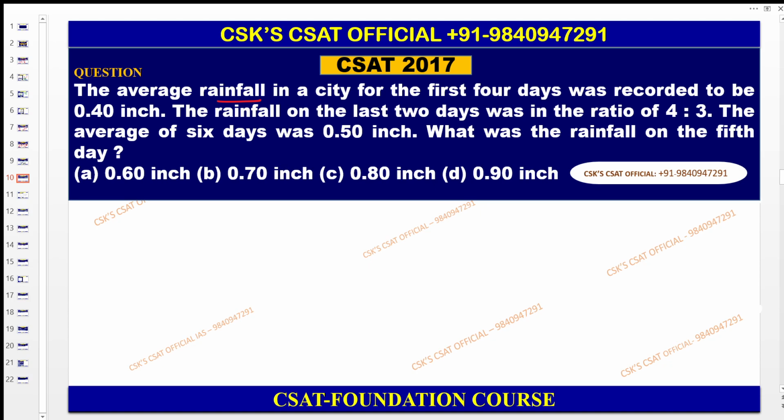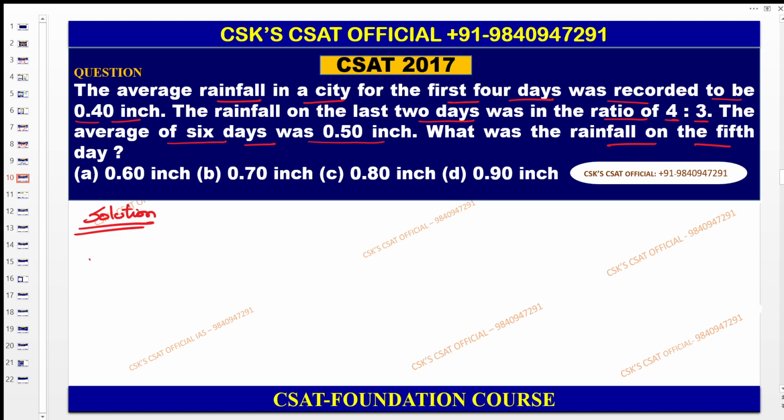The average rainfall in a city for the first 4 days was recorded to be 0.4. The last 2 days are in the ratio 4:3. The average of 6 days is 0.5. So this is the key here. What was the rainfall on the 5th day? Simple here. Read the question once or twice fully. Don't focus on just the first 2 lines. Read it fully, then you will get some logic here.